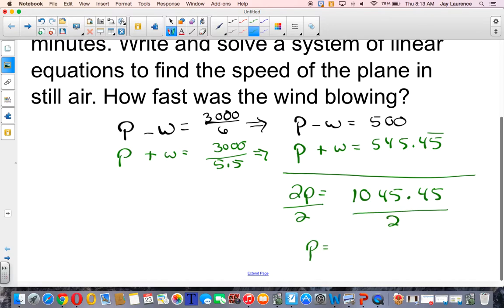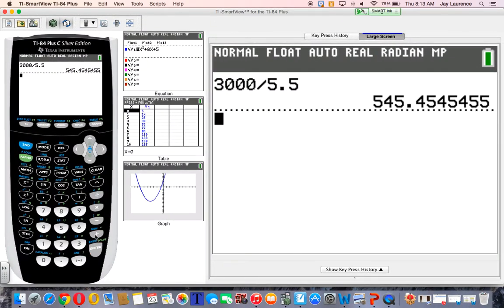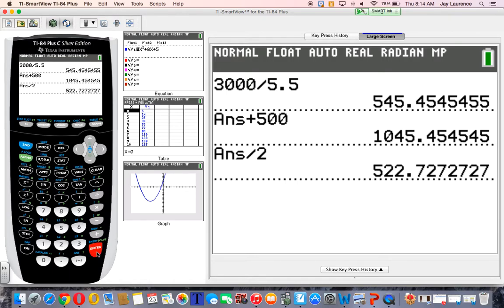P is going to end up equaling, okay, where's that calculator? There it is. All right, I had to add 500 to that, right? When I added the two equations together. And now I have to divide that number by 2, and notice I haven't done any rounding. I'm leaving those numbers in the calculator. Notice I'm not pressing clear. You guys press clear like you're crazy. I don't get it. All right. 522. You want to go to the nearest tenth, that's fine.